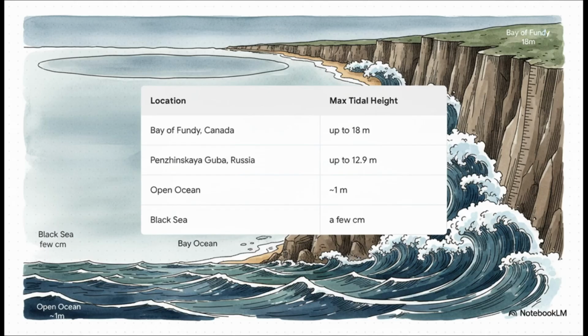While the tide in the open ocean might be only a meter, and just a few centimeters in enclosed seas like the Black Sea, the unique geometry of basins like Canada's Bay of Fundy can create a resonance effect, resulting in staggering tidal heights of up to 18 meters.